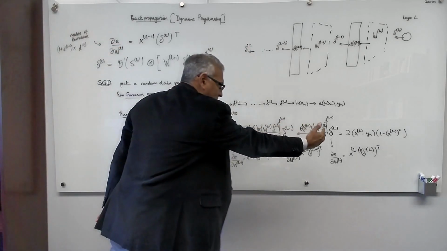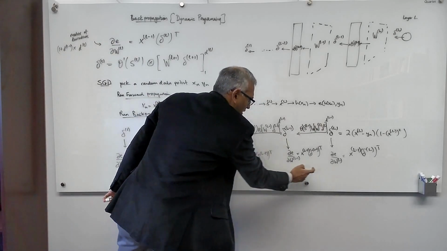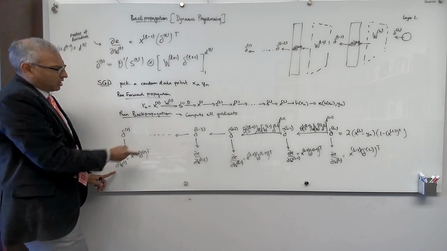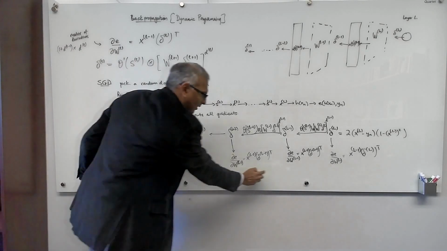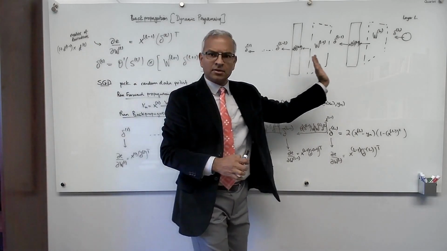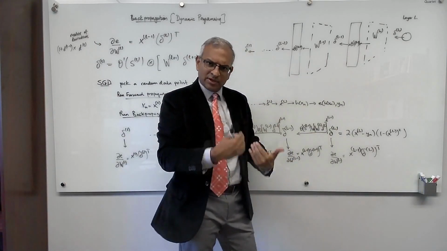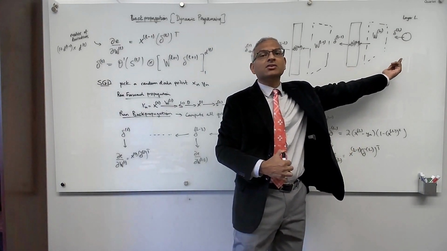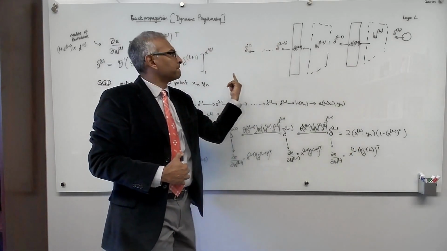Beautiful. And in this process, look what's happened. I've spit out all the gradients of the weights, all the gradients of the error on this data point with respect to each weight matrix. And this pictorial is quite intuitive and quite nice for visualizing what's going on. Essentially, we are running the neural network backwards.